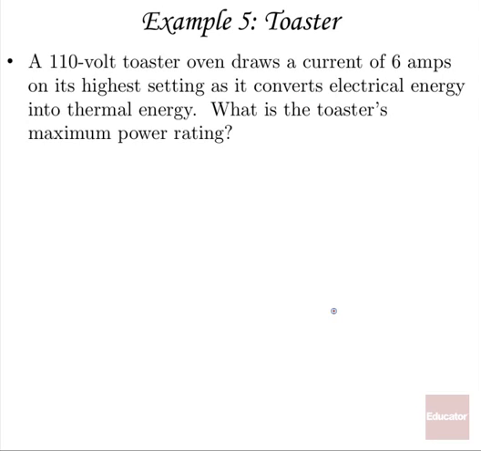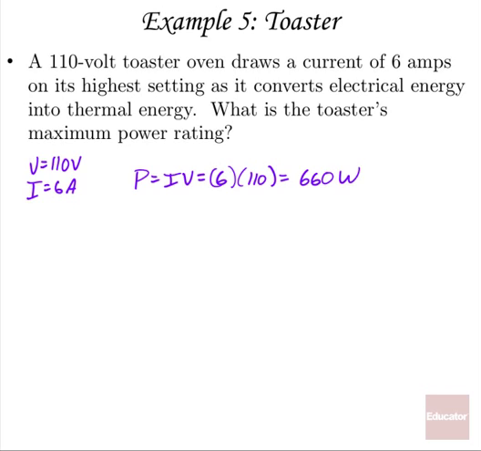So let's take an example of a toaster here. A 110 volt toaster, V equals 110 volts, draws a current of 6 amps, I equals 6 amps, on its highest setting as it converts electrical energy into thermal energy and hopefully gives you a nice, tasty, delicious breakfast of toast. What is the toaster's maximum power rating? Well, power equals I times V, where 6 amps times 110 volts, which is going to be 660 watts.